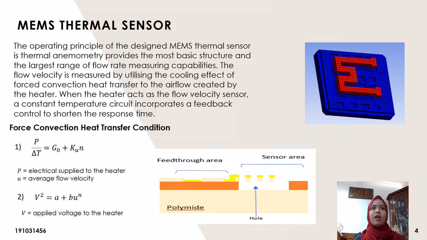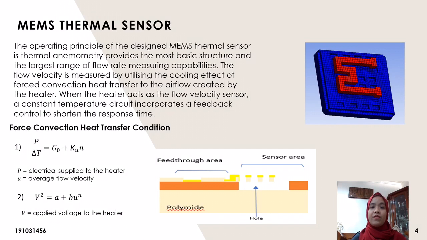MEMS thermal sensor. The operating principle of the MEMS thermal sensor is thermal anemometry, which provides the most basic structure and the largest range of flow rate measuring capabilities. The flow velocity is measured by utilizing the cooling effect of forced convection heat transfer to the air flow created by the heater. When the heater acts as the flow velocity sensor, a constant temperature circuit incorporates a feedback control to shorten the response time.